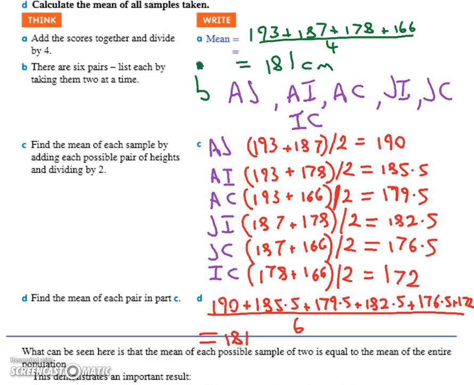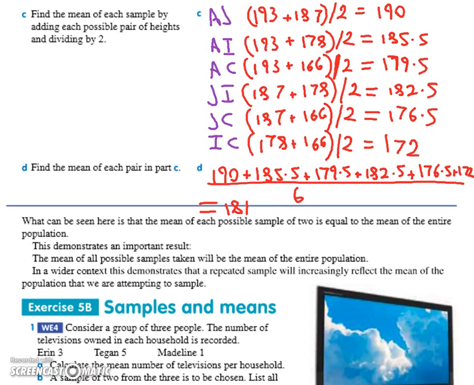Does that make sense? What does it tell us? It actually says it down here. But this will happen all the time. If you take the mean of all possible samples, the mean of all possible samples will be the same as the mean of the entire population, which is why sampling works. If you do a correct sample, and if you did every possible version of that correct sample and found the average of them, it would be the average of the entire population.